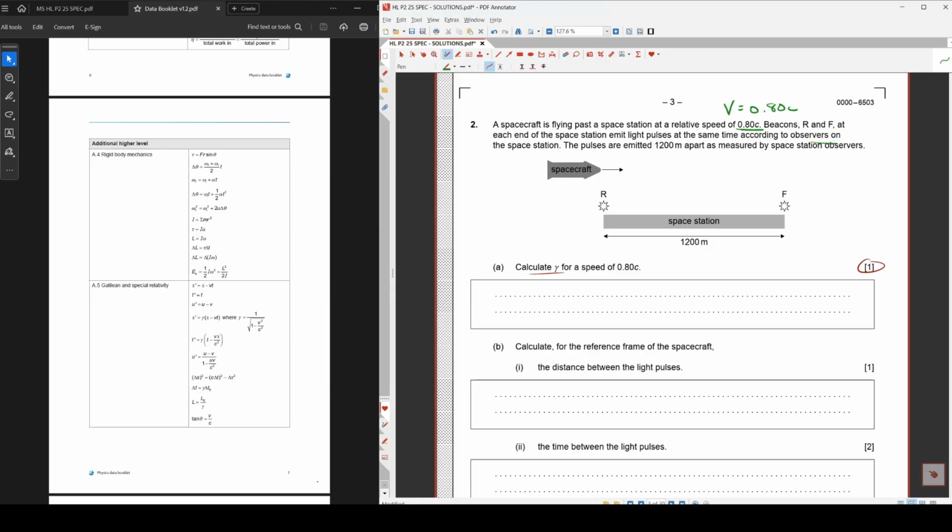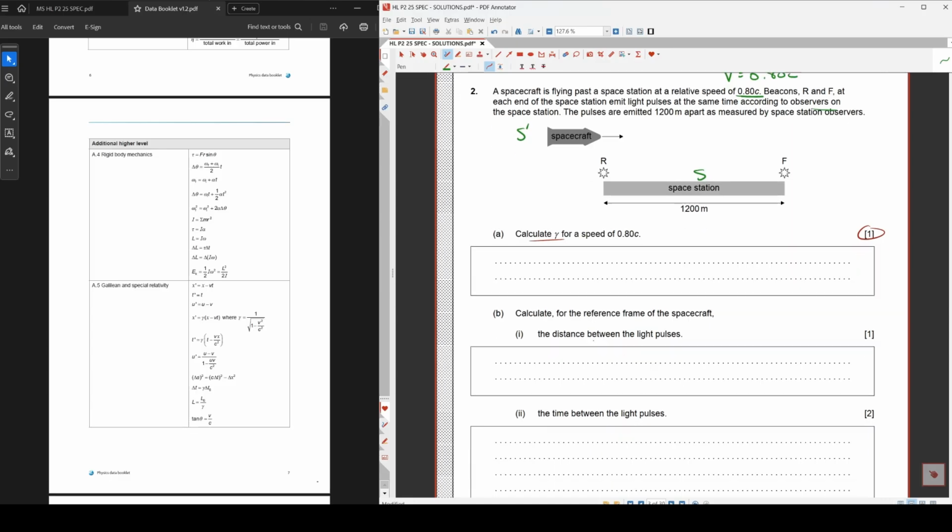Okay, the pulses are some distance apart. Spacecraft's moving, space station. All right, maybe I remember how these work. I usually pick a prime frame and a not prime frame, so I could say the space station is my S frame. Spacecraft is S prime. I'll measure stuff from the spacecraft versus measure stuff from the space station and get different numbers because relativity is weird. Anyway, this first one I identified, and if I'm really doing the paper 2, I would just do this one and then move on and come back to the rest later.